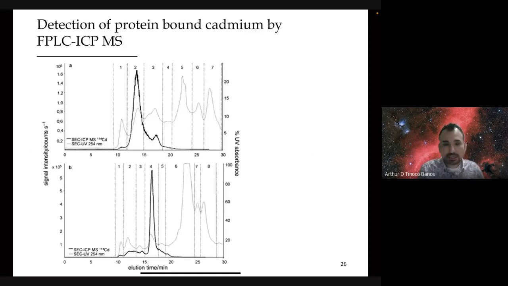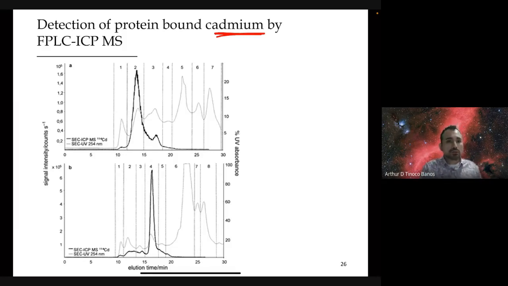Let's look at a representation of the data. Here we have the use of 2 detectors, and it may not be so obvious, but you have one detector here that is looking at the elution of proteins, and another detector that's telling you whether certain protein fractions contain a metal of interest. The ICP-MS detector is detecting the cadmium.